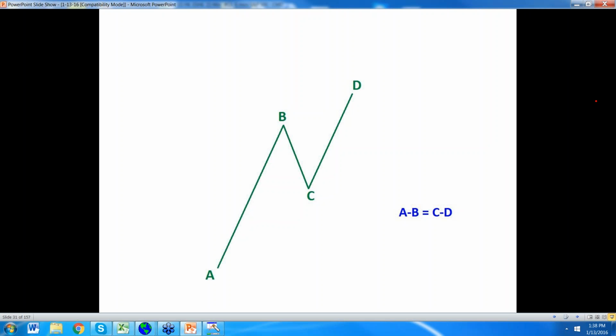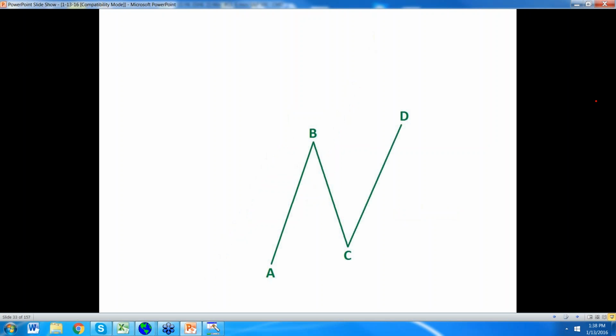Okay, if you have point C as, let's say, like this, which is what I call a shallow retracement, shallow pullback, then where should point D be to have this balance out to the equation? Up there, right? This is called a stronger trend.